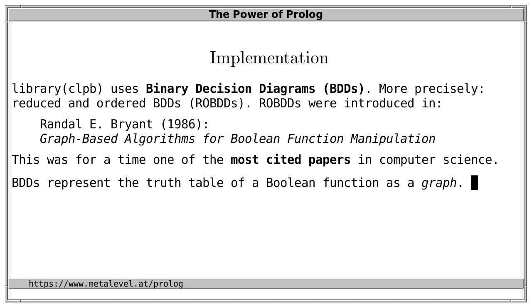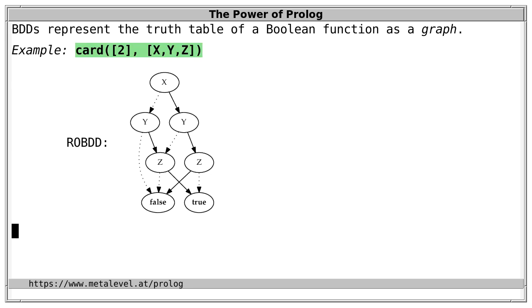The idea of BDDs is to represent the entire truth table of a Boolean function as a graph, a directed and acyclic graph. For instance, the cardinality constraint, where we say exactly 2 of x, y, and z must be true, has this BDD. And for this variable order, only this BDD, because ordered and reduced BDDs are canonical. And it's not a tree, because there are nodes that have multiple parents, but it's a directed and acyclic graph. And this is what makes the representation so compact, that different nodes can point to the same shared node.